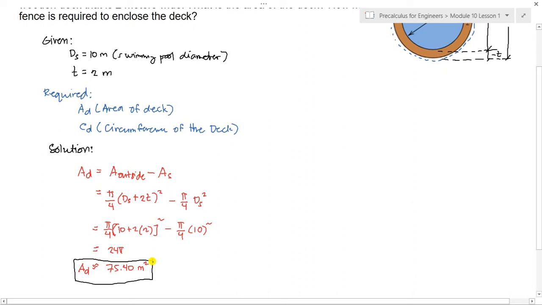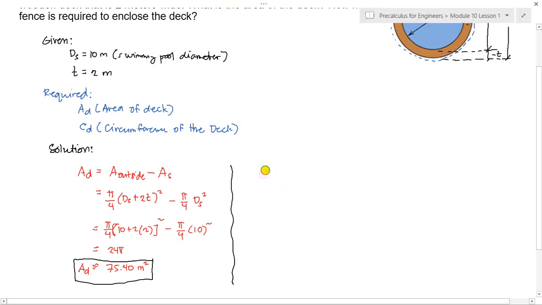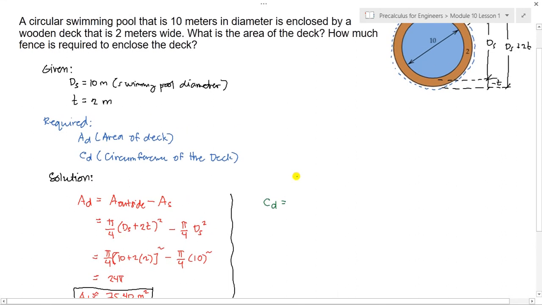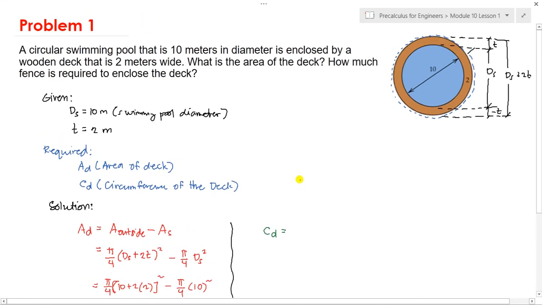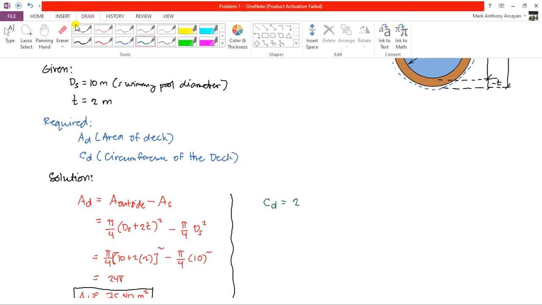The second one is the circumference of the deck. So CD. Now for CD, circumference of the deck CD is just equal to 2 pi r or 2 pi d. So that is 2 pi r or pi d lang.